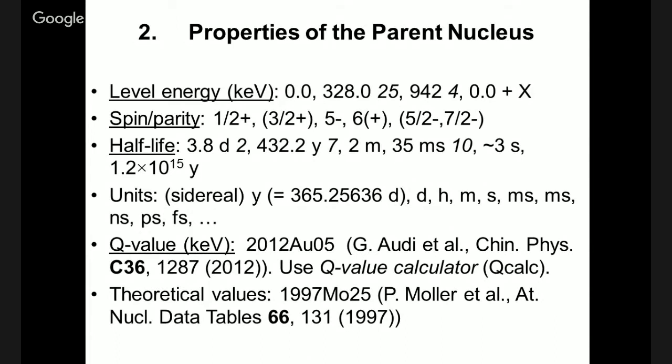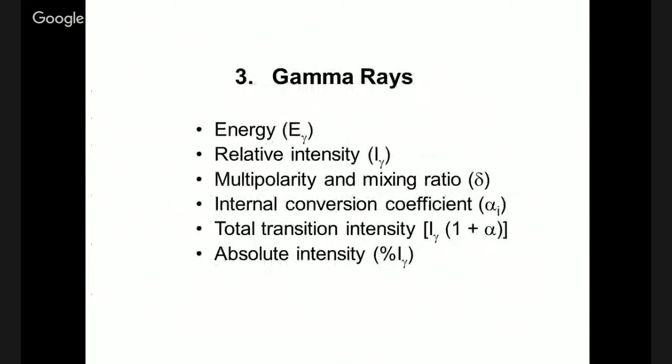Okay. So, gamma rays. What do we evaluate of gamma rays? We evaluate the energies. We use averages for energies. Relative intensities, I'll talk about that. Multipolarity and mixing ratios, also, we evaluate that and store. Conversion coefficients, those are theoretical ones. In special cases, when conversion coefficients are very precise, then we store the experimental values also. And total transition intensity, which is I gamma times 1 plus alpha, is the sum of the photons plus the electrons.